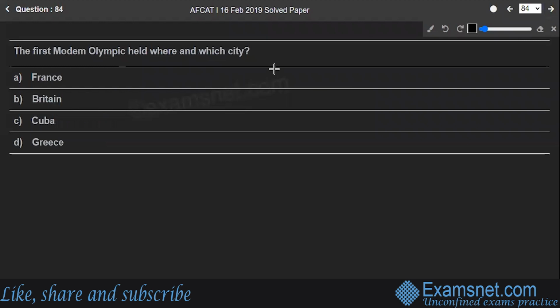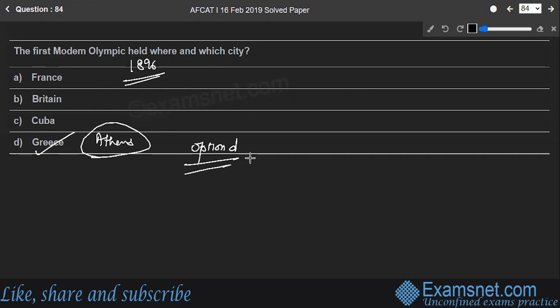Next is question number 84. The first modern Olympic held where and which city? Is it France, Britain, Cuba, or Greece? Well, the first modern Olympic were held in 1896 and it was played in Athens, Greece. This city was where the first modern Olympic were held. Option D is the correct answer to this question.